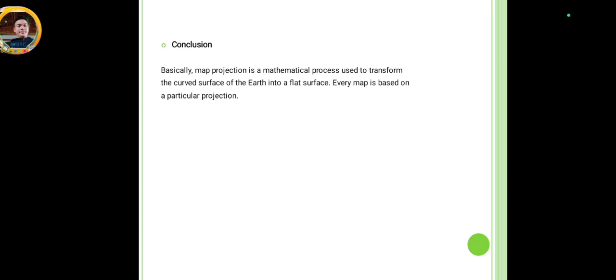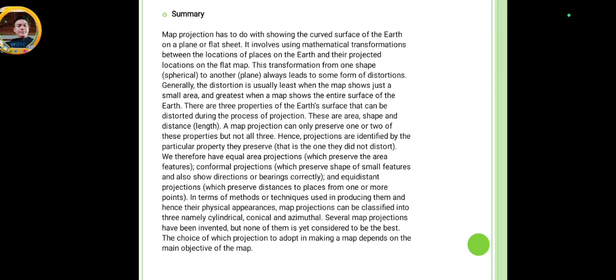So basically, map projection is a mathematical process used to transform the curved surface of the Earth into a flat surface. Every map is based on a particular projection. Due to scientific discovery, the Earth is curved, but on the map it is flat. So map projection has to do with showing the curved surface of the Earth on a plane or a flat sheet. It involves using mathematical transformation between the location of places on the Earth and their projected location on the map. This transformation from one shape, spherical, to another, plane, always leads to some form of distortion. Generally, the distortion is smallest when a map shows just a small area, and greatest when a map shows the entire surface of the Earth.